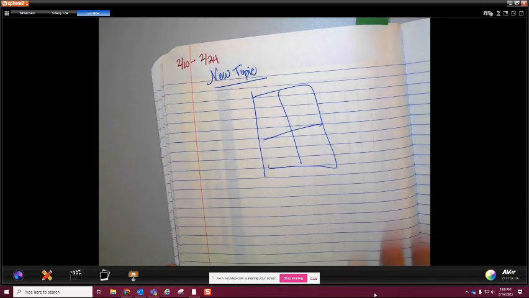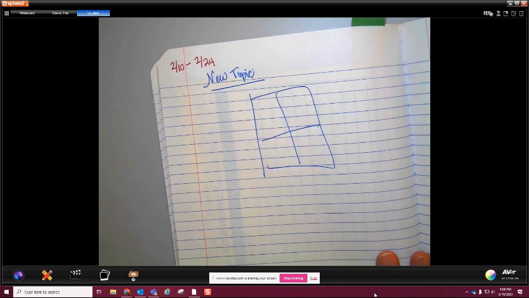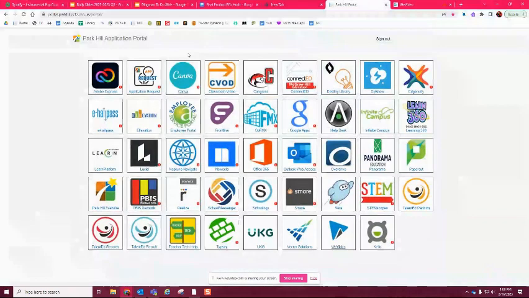Again, on the next 2 page spread in your new notebook, you started that new topic and did that research. Okay, so now I'm going to show you how you're going to access this online.